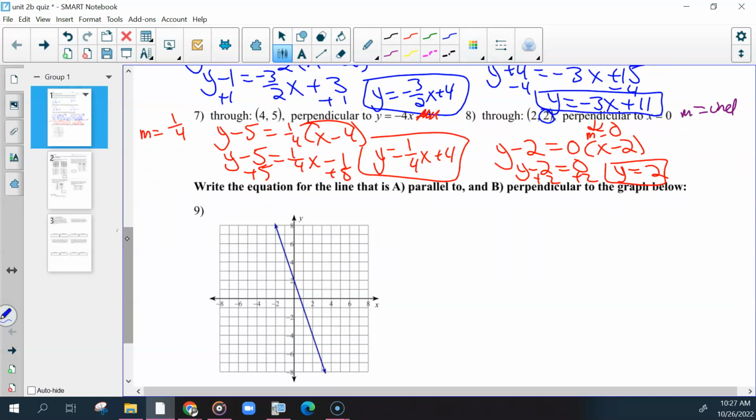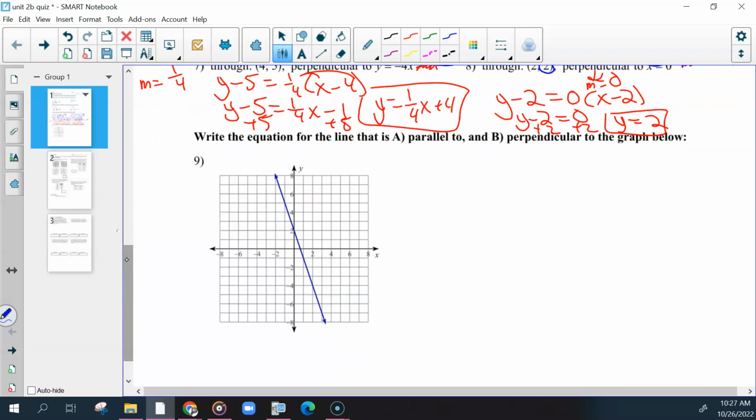Do we have any questions on 8? For 9, you had to find the original slope and y-intercept, or at least the slope. Some of you got 3 but didn't make it negative. Some of you counted the wrong way and got 1/3 instead of 3. So just be careful with that.